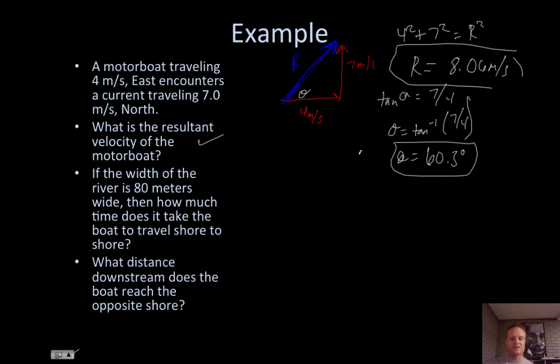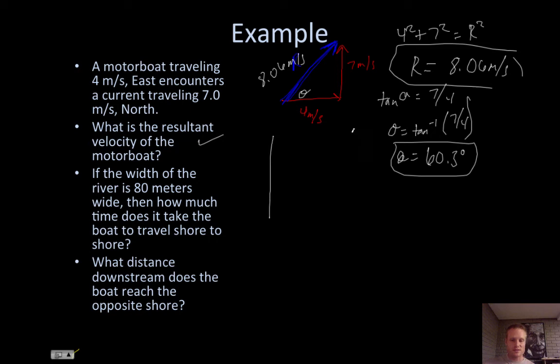Okay, so that answers this problem here. What is the resultant velocity of the motorboat? Okay, it would be 8.06 meters per second. I'll write that in over here. And it's at an angle of 60.3 degrees from east, or due east. Okay. Now it says, if the width of the river is 80 meters wide, how long would it take for the boat to travel shore to shore?